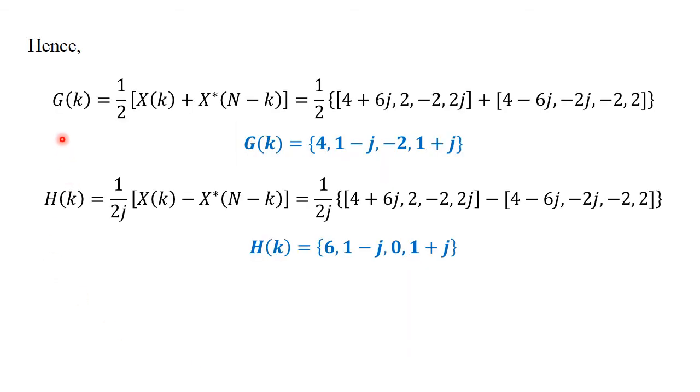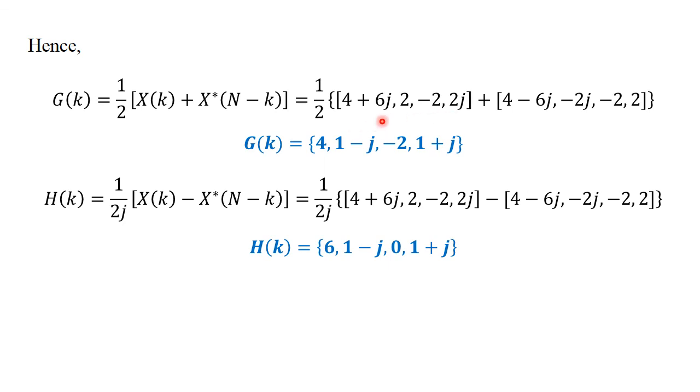Now, taking further, we have the standard realization to obtain g of k, that is g of k is equal to 1 by 2 times X of k plus X conjugate of N minus k. We know the values of X of k. We have derived this X conjugate of N minus k from X of k. That means both of these two values are available for us. We can substitute them and then we can find the answer. The same has been done over here.